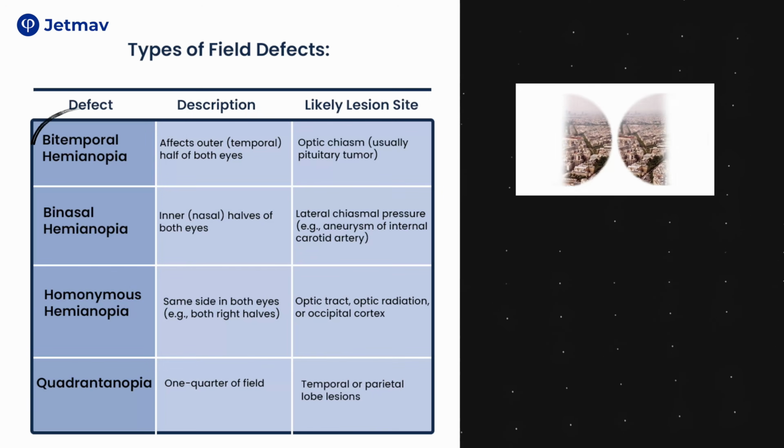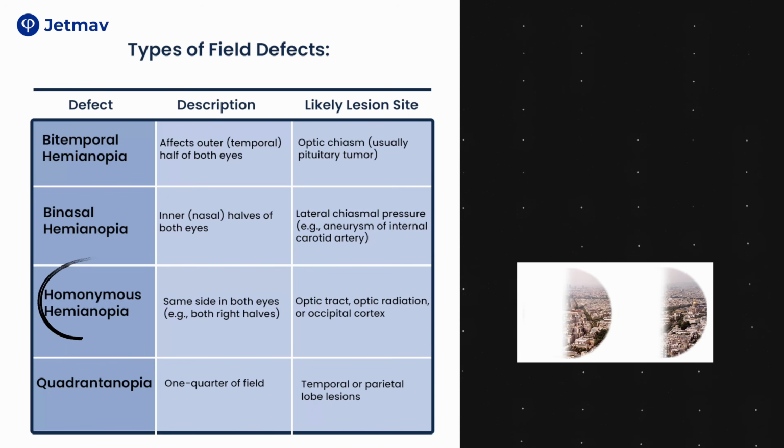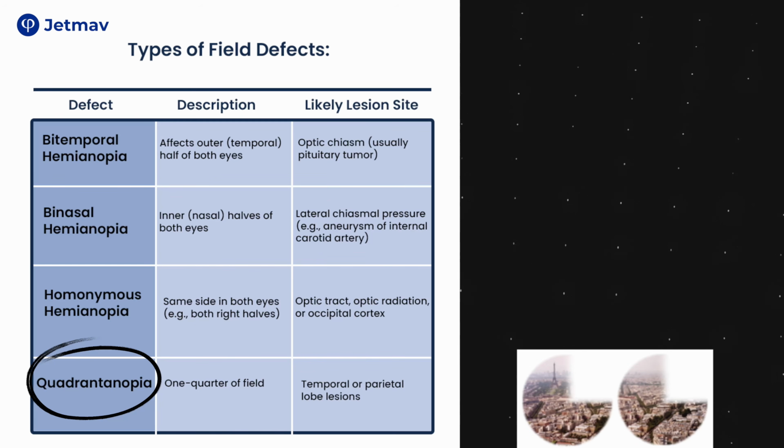Now, this helps us to test for what we call hemianopia, which simply means loss of vision in half of the visual fields. Some of the types of hemianopia include bitemporal hemianopia, which affects the outer half of both eyes. Then we also have binasal hemianopia, which affects the inner halves of both eyes. Then we have homonymous hemianopia, which affects the same side on both eyes. Then we also have quadrantanopia. So these are some of the eye defects which can be detected by these visual field tests.